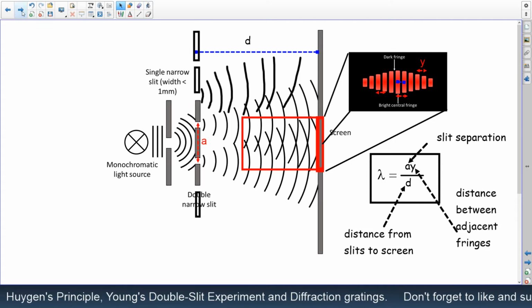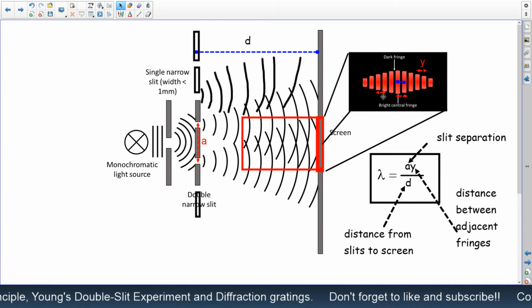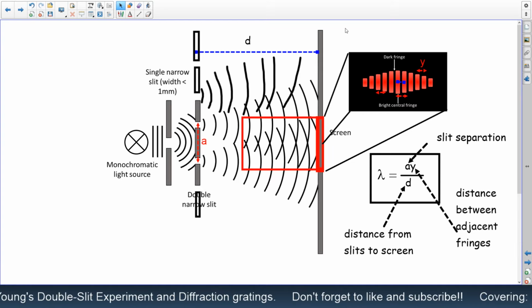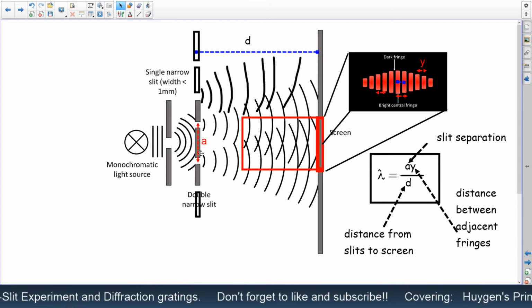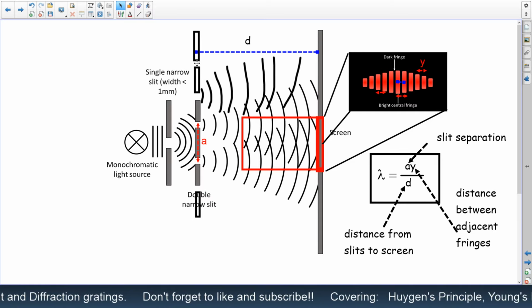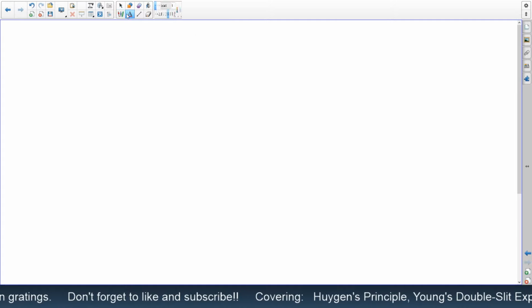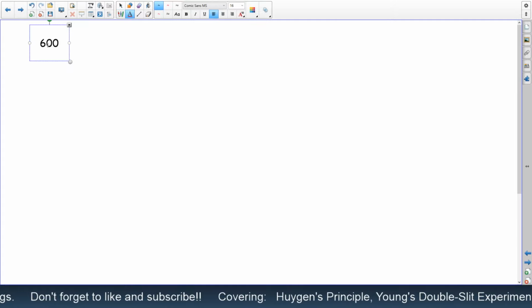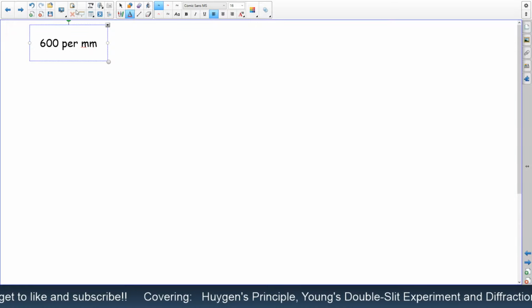So I'm going to move these fringes a little bit further apart and make them more defined by introducing more and more diffractions that are going to do more and more interference. We had 2 slits, so the logical step would be to go to 3, then 4, then 5. I'm going to skip those and go to around 600 lines per millimeter on a particular little piece of material.